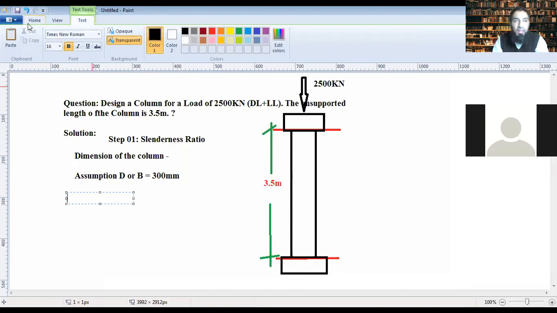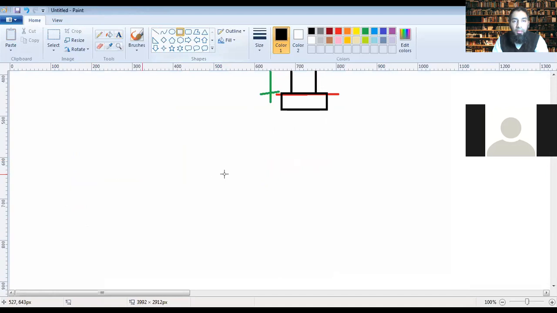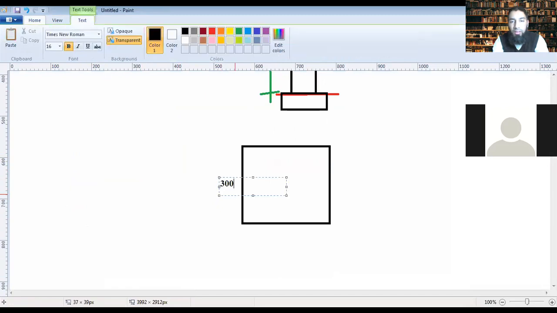Now this column would have the cross section somewhat like this. This is 300 mm, and you have this as 300 mm.